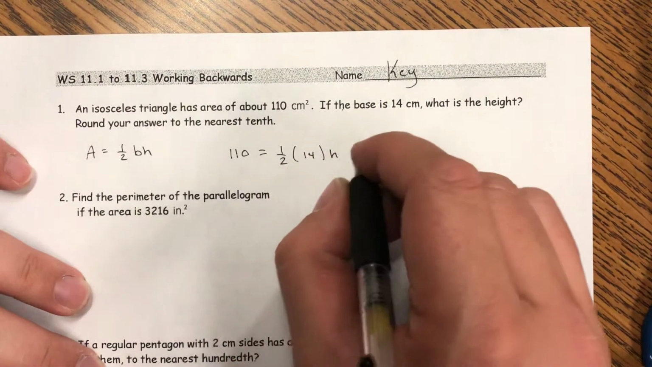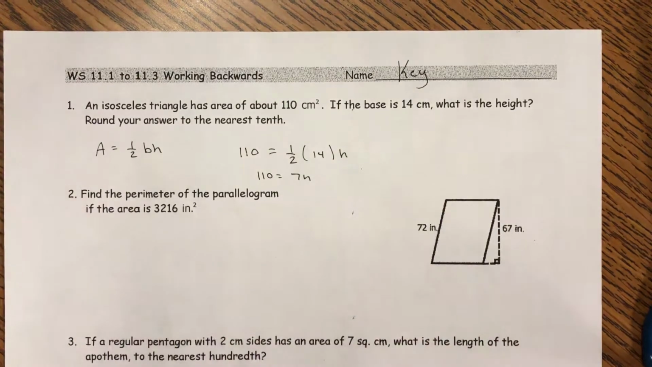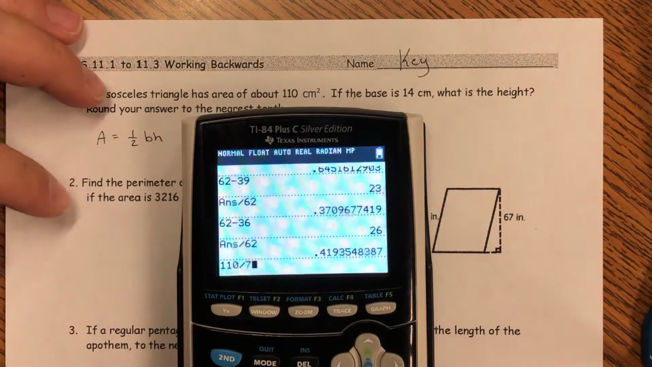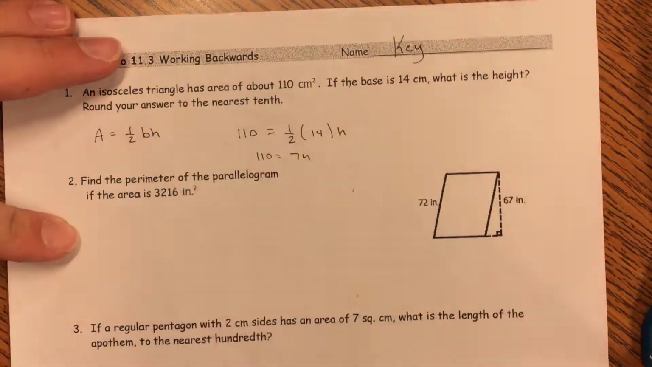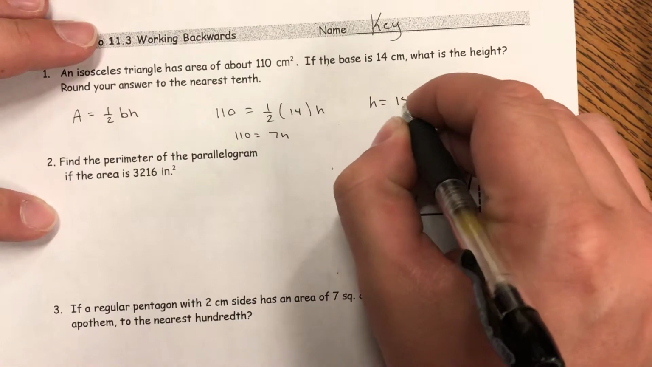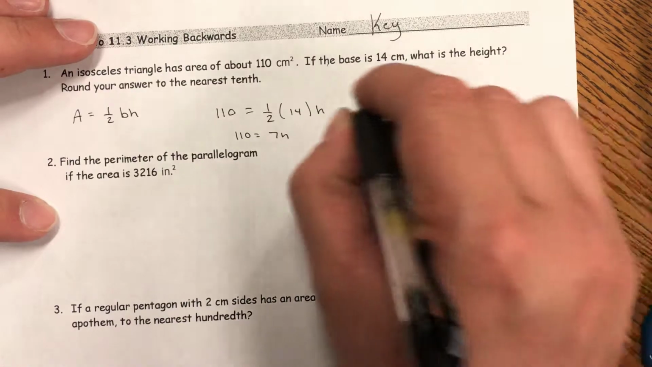Half of 14 is 7, so that means 110 equals 7h. So take 110, divide by 7, and you get 15.7. It says round the answer to the nearest tenth, so the height is about 15.7 centimeters.